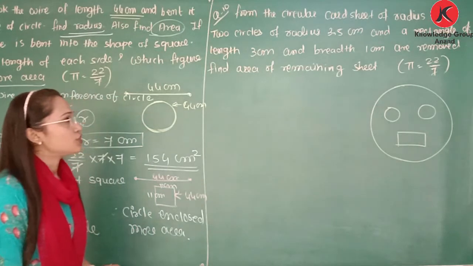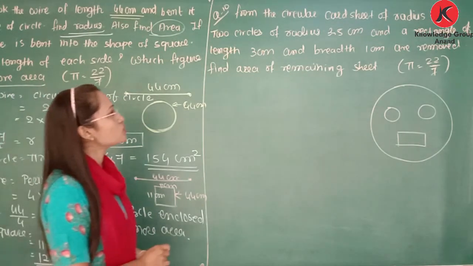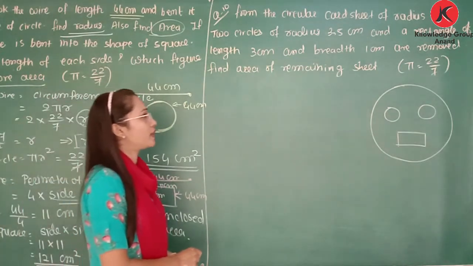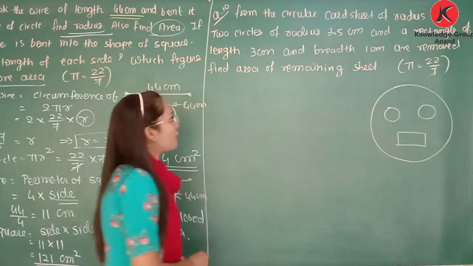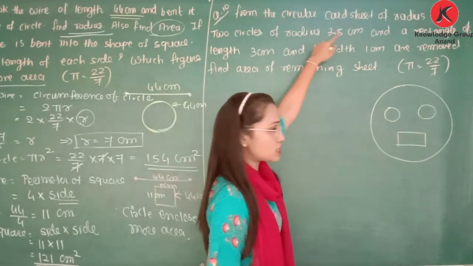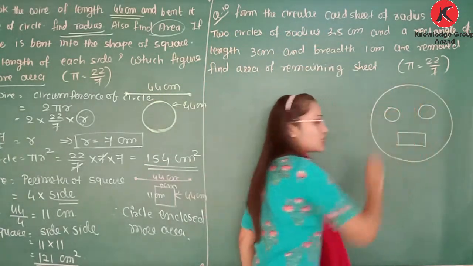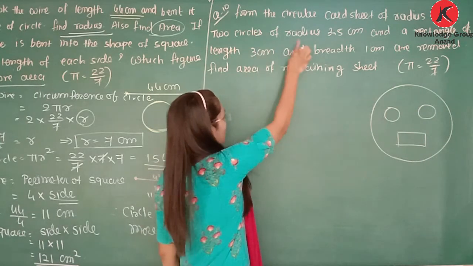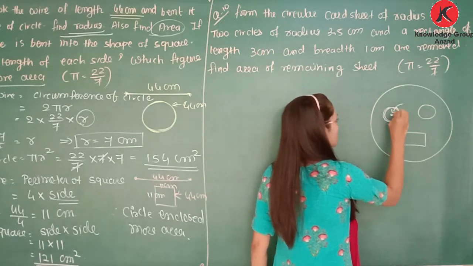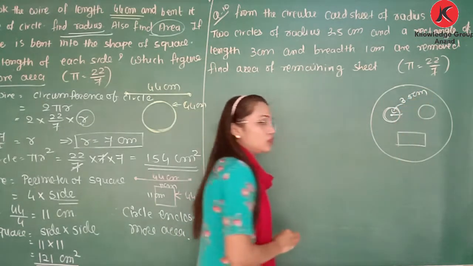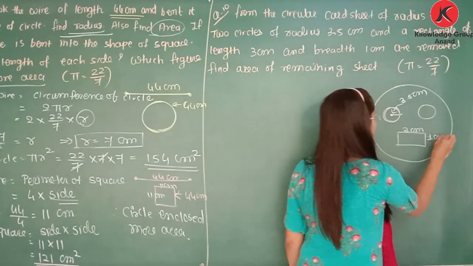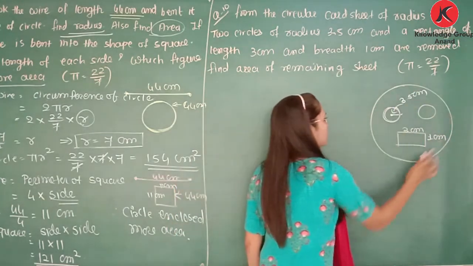Now next one. Question number 10. From a circular card sheet of radius 14 cm, two circles of radius 3.5 cm and rectangle of length 3 cm and breadth 1 cm are removed. Find the area of remaining sheet. So again, what is the statement? From the circular card sheet, so here one circular card sheet is given. From this card sheet, two circles of radius 3.5 cm are removed, and one rectangle whose length is 3 cm and breadth is 1 cm is also removed.